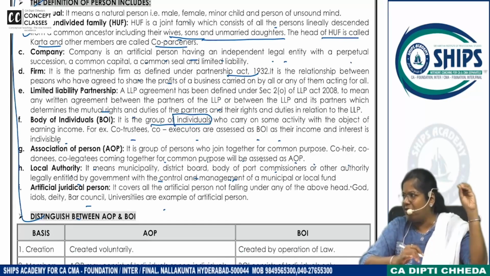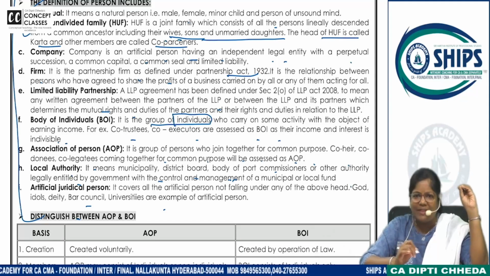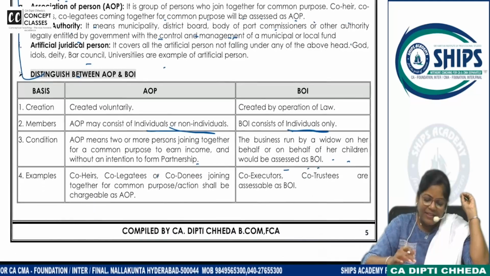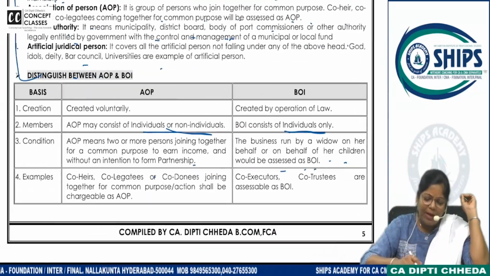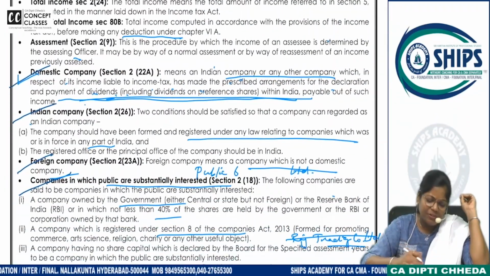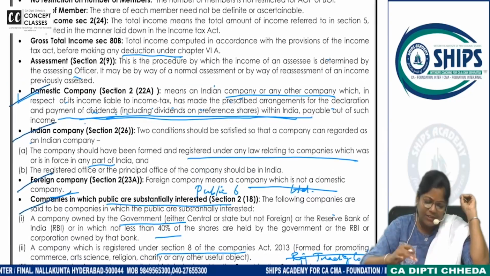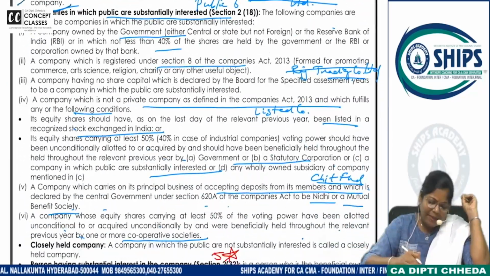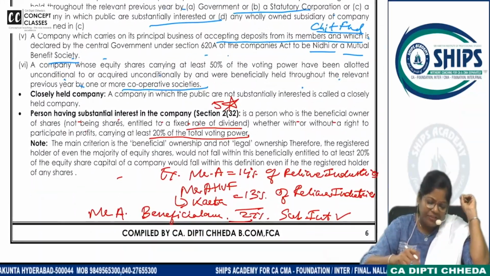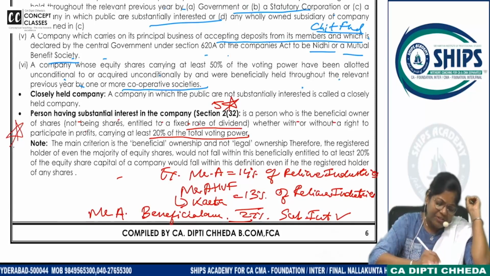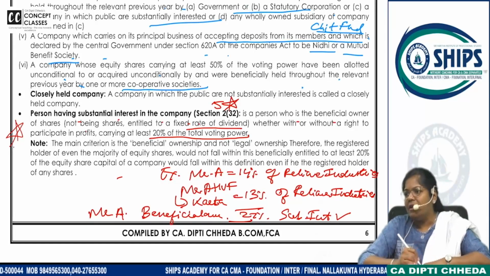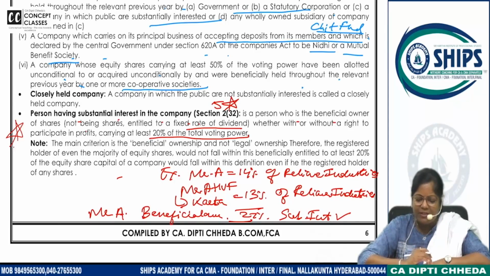इंडिविजुअल कौन है, HUF, और एक एक का एग्जाम्पल लिखा है हमने. ठीक है. Distinguish between AOP, BOI might be asked as a theory question. Paper pattern I'll tell you, where they ask you theory questions, बाद में. Types of companies we have finished. In that this definition is very important. How a person is said to have substantial interest.